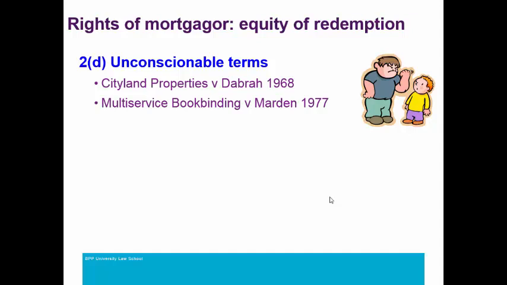In Multiservice Bookbinding v Marden, again the mortgage deed incorporated some very oppressive terms. There was a postponement of the legal date for redemption for 10 years. There was an effective interest rate of about 35% because the payments of the loan were to be made in Swiss francs, and something odd happened to the exchange rate between the pound and the Swiss franc, and it ended up being a very expensive loan.